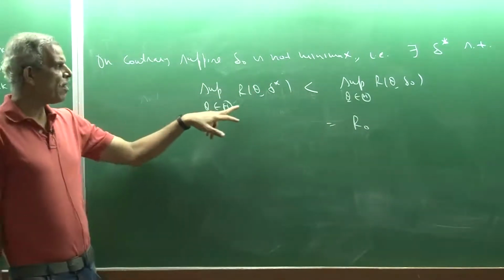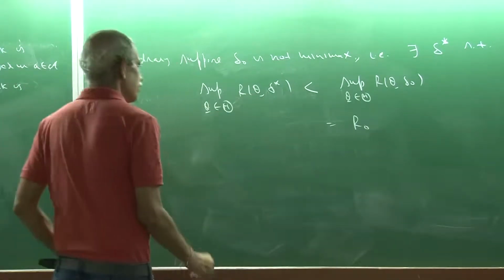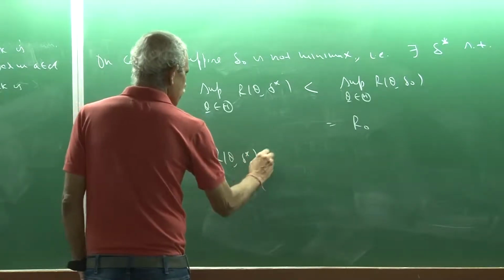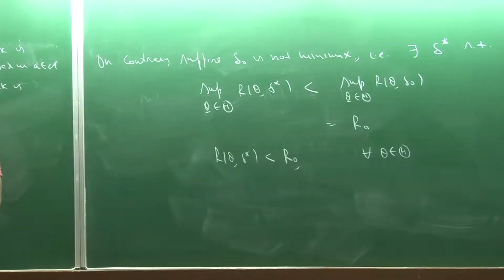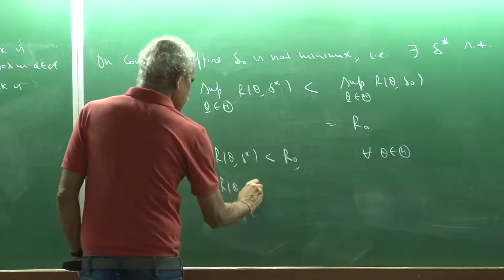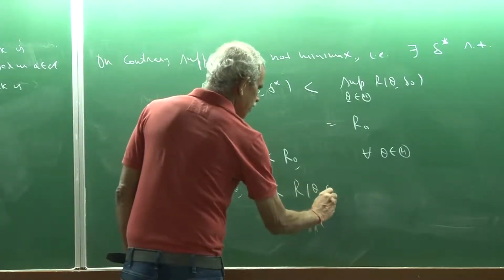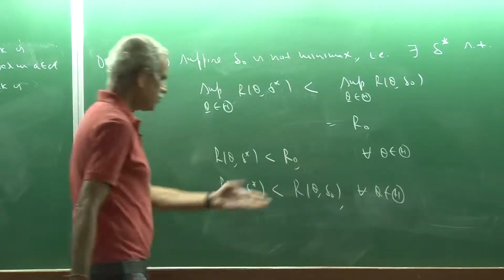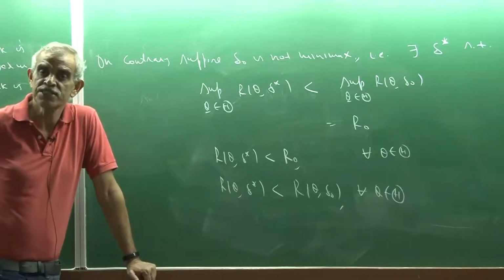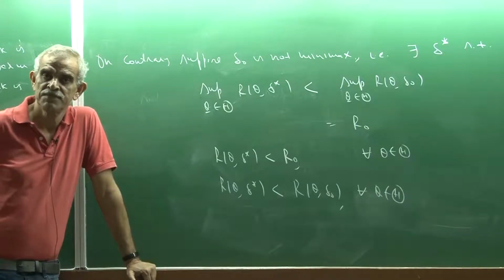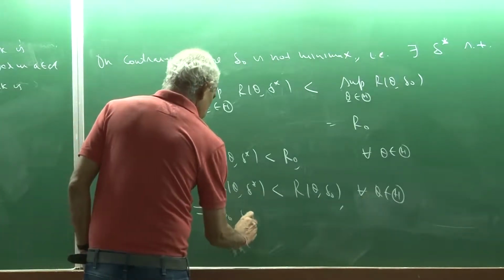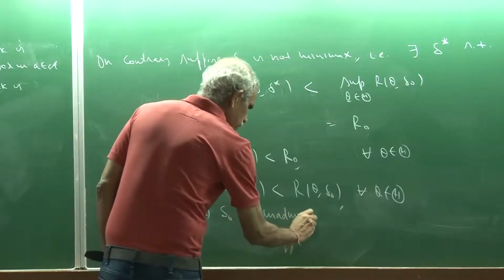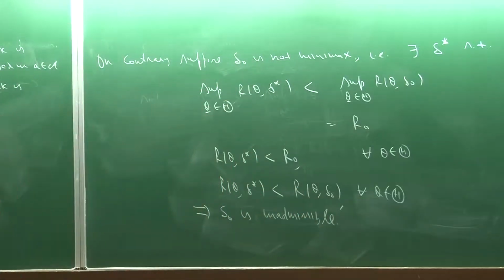So what do you get? Supremum over theta of R theta delta star is always less than R naught. So that means R theta delta star would always be less than R naught for every theta belonging to theta. But R naught is same as R theta delta naught because it is constant and does not depend on theta. So this implies that R theta delta star is less than R theta delta naught for every theta belonging to theta. So what does that mean? That means you have an estimator delta star whose risk is always strictly smaller than the risk of delta naught for any theta. And that proves that delta naught is inadmissible. So that proves the first part.